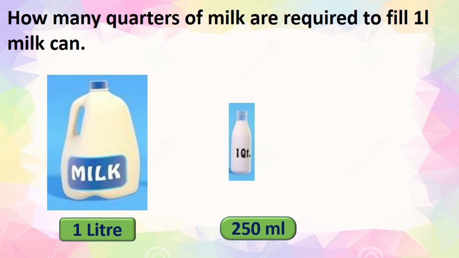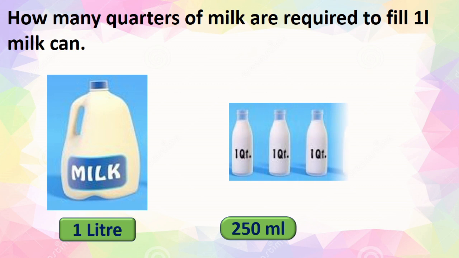Come on, tell me. This is quarter. You know that one full has how many quarters? 4 quarters. Very good. So I need 4 bottles to fill this milk can. Isn't it? Here 250 into 4 equals 1000, that is nothing but 1 liter. Isn't it?